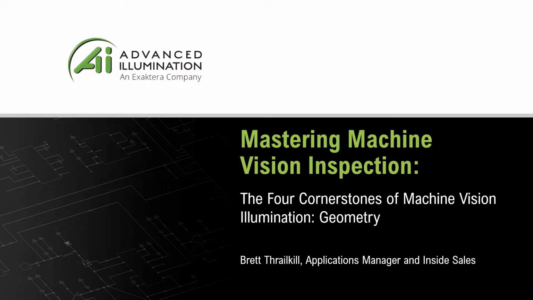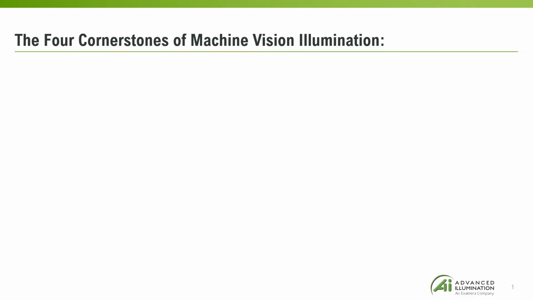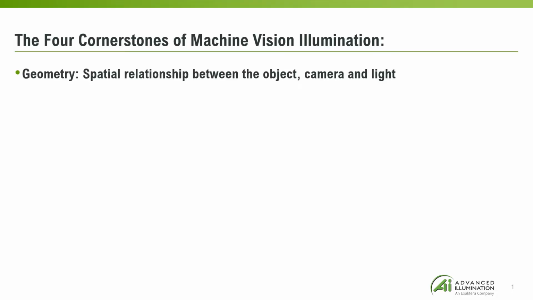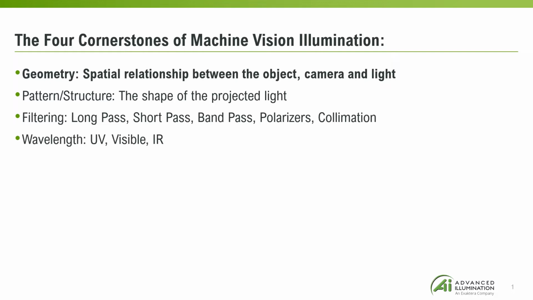I wanted to welcome you to my series, Mastering Machine Vision Inspection, and to take a few minutes to talk about one of the four cornerstones of machine vision illumination. The four cornerstone concept was devised as a teaching tool for labeling and demonstrating four methods that can be applied to enhance or create appropriate image contrast of parts versus their backgrounds. The four cornerstones consist of geometry, pattern and structure, filtering, and wavelength.